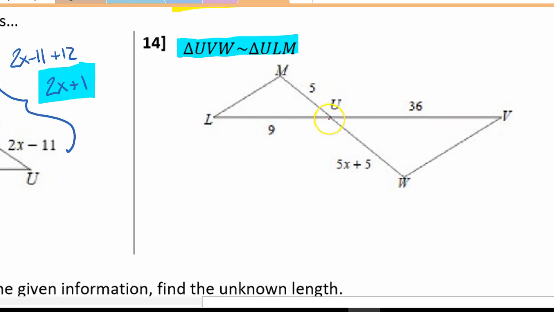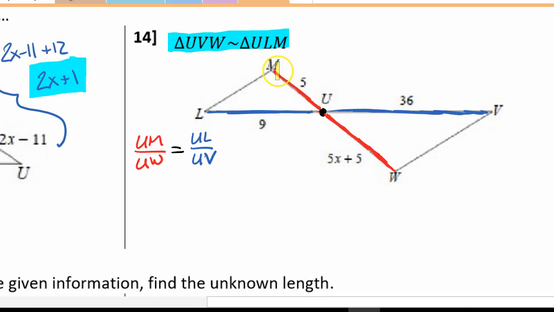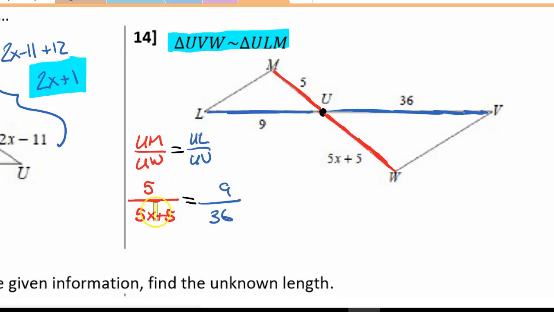We see that we have a shared vertex, meaning we have vertical angles which are congruent. Now, in order to show these are in fact similar, we need to show that the sides are proportional. We'll set that up. UM and UW are proportional. That should equal UL over UV. Or 5 over 5x plus 5 is equal to 9 over 36.